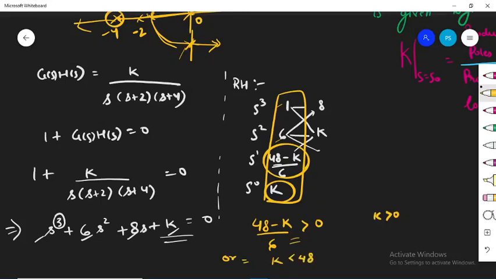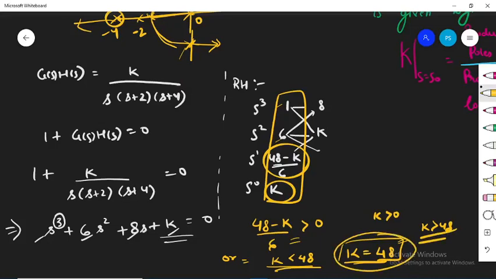But the important point is that the critical value of k is 48. This 48 value becomes the critical value, and if k is increased beyond this 48, then the system is going to become unstable.